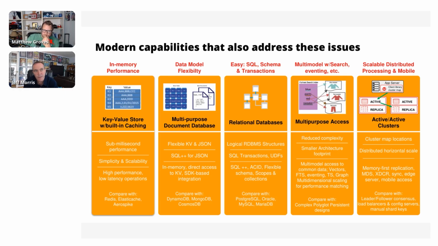So the key things that we're trying to address, or that you'll see across the board in not only ourselves but also in other different NoSQL databases, is coming up with designs that support this performance requirement. We do so with built-in caching, baked into Couchbase. Having that data model flexibility with JSON, that's a key element.